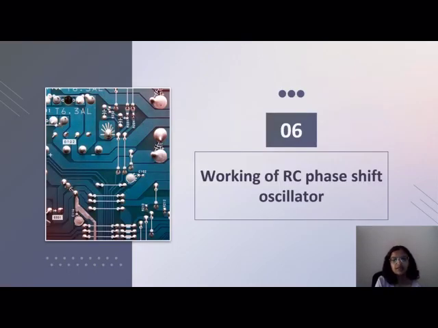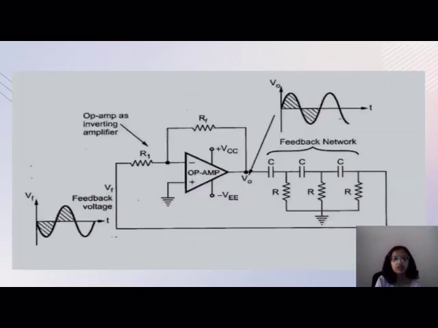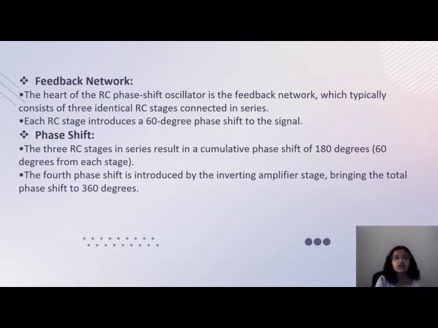Working of RC phase shift oscillator. Here is the circuit diagram for the RC phase shift oscillator. The core of the RC phase shift oscillator lies in its feedback network comprised of three identical RC stages connected consecutively. Each RC stage within the feedback network contributes a 60-degree phase shift to the signal, collectively establishing a total phase shift of 180 degrees across the three stages.